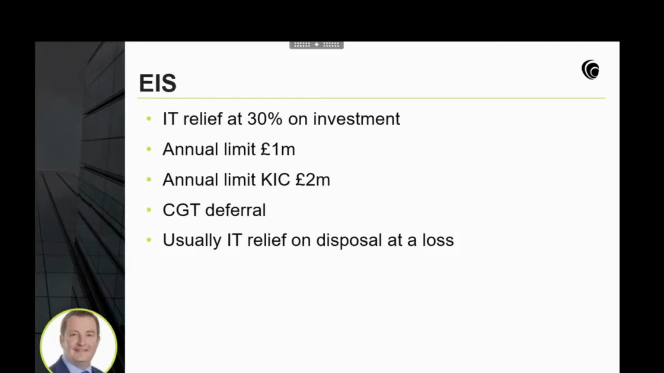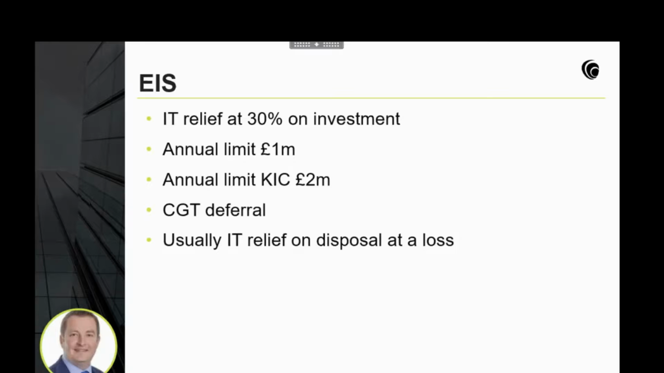The sale of EIS shares themselves is CGT exempt for the investor, provided the 3-year holding period is met and the company continues to qualify for relief during that period. Income tax relief must also be claimed on the initial investment. So occasionally we come across situations where someone has no taxable income and makes an EIS investment. They must have income tax relief available to them to get the CGT exemption on an ultimate disposal.